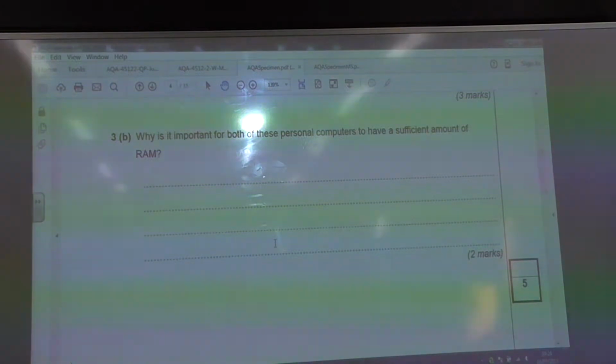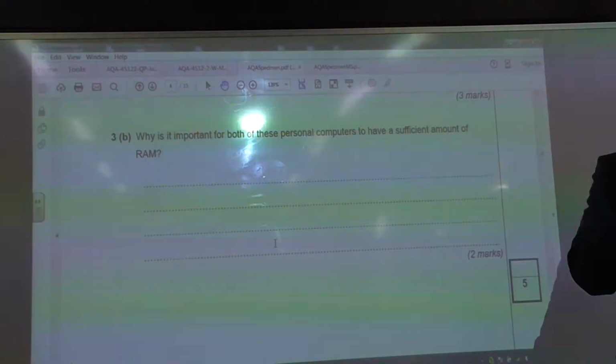Why is it important for both of these personal computers to have a sufficient amount of RAM? Why do we need RAM? It's faster. Why is it faster? Why does it make life faster? It's got less to search through.